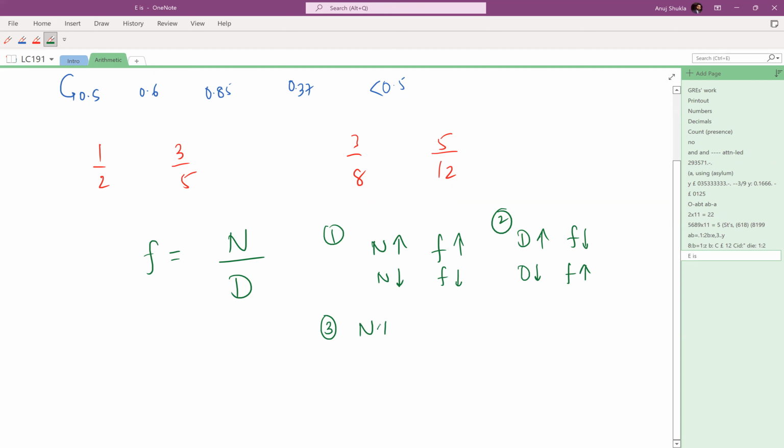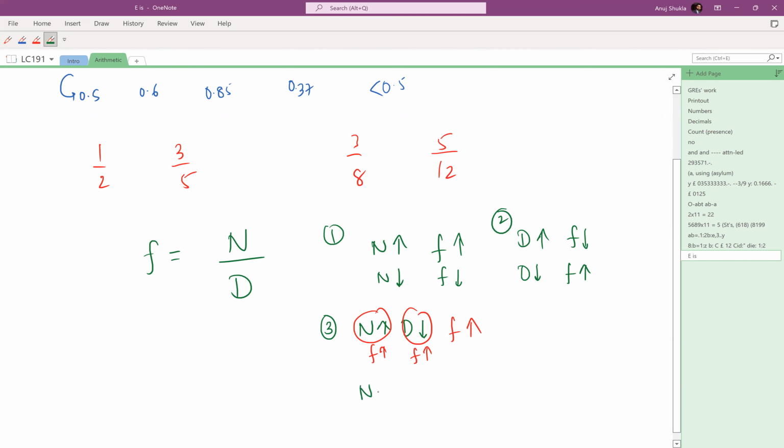The numerator is increasing and the denominator is reducing. What will happen to the fraction? The numerator will increase the fraction, and the denominator is reduced, so this also will increase it. This effect is that the fraction will increase, and this effect is also that the fraction is increased. So overall, what will happen? The fraction will increase.